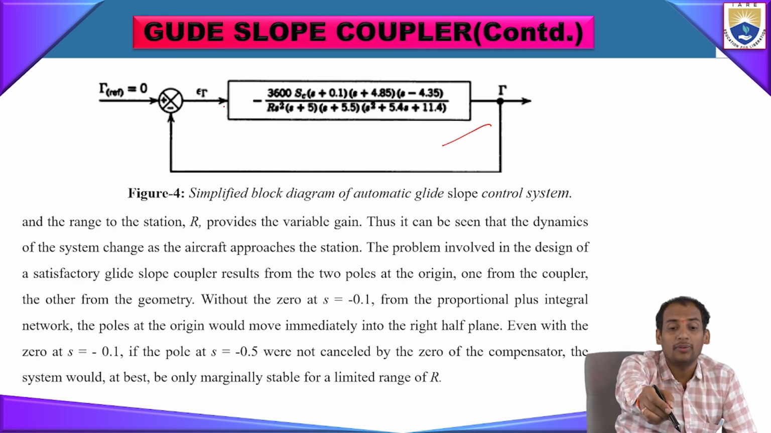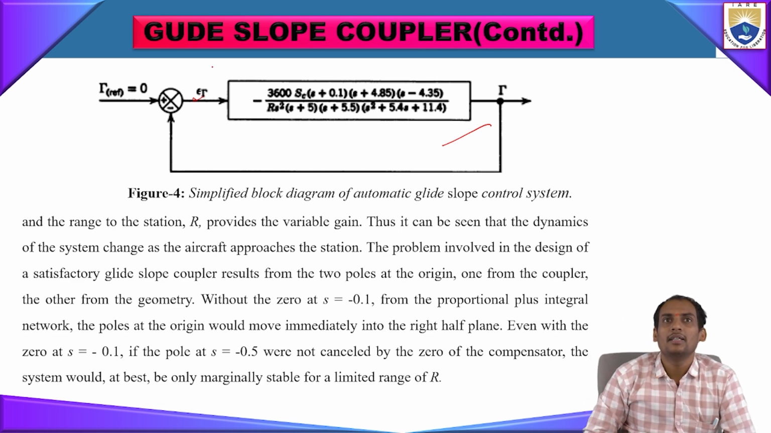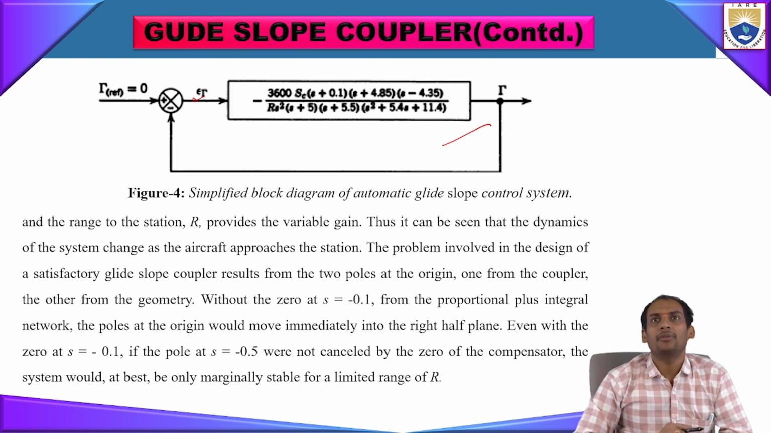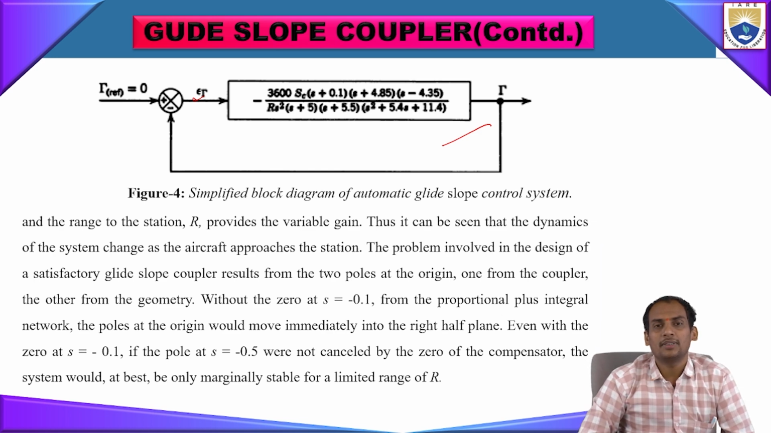Sorry, not ET, this is epsilon t only. So that epsilon t transfer function has been carried out here. Here R provides the variable gain. Thus it can be seen that the dynamics of the system change as the aircraft approaches the station. That means this gives you the dynamic changes of the system. The problem involved in the design of a satisfactory glide slope coupler results from two poles at the origin, one from the coupler and another from the geometry.